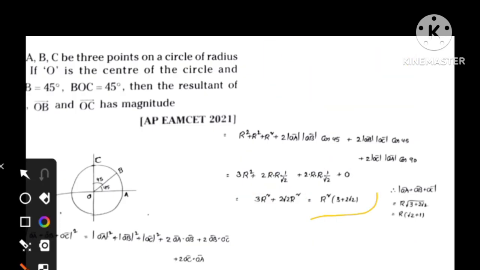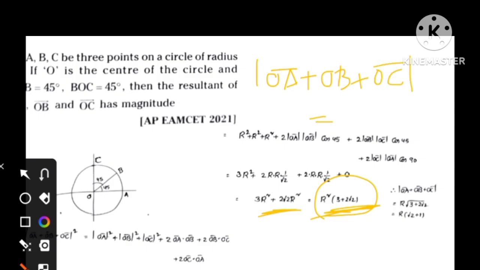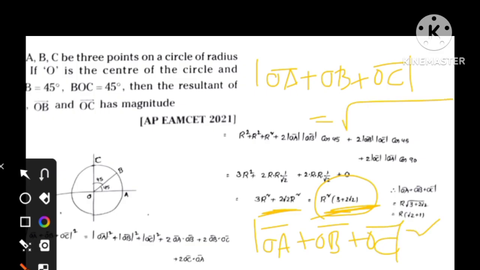Now taking R square common from these two terms, you get R square into 3 plus 2 root 2. But this is the value of the modulus of OA plus OB plus OC whole square. But you want only mod OA plus OB plus OC. So this value is equal to the square root of R square into 3 plus 2 root 2. Understand all of you? So remove this square and apply the square root to this value like that.